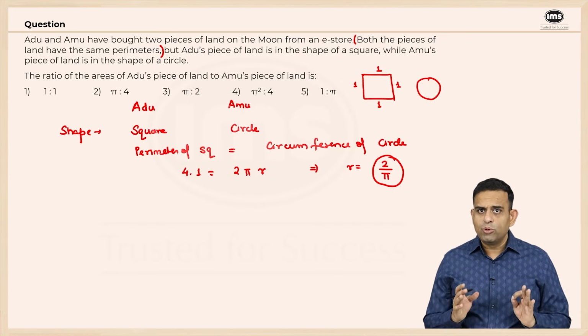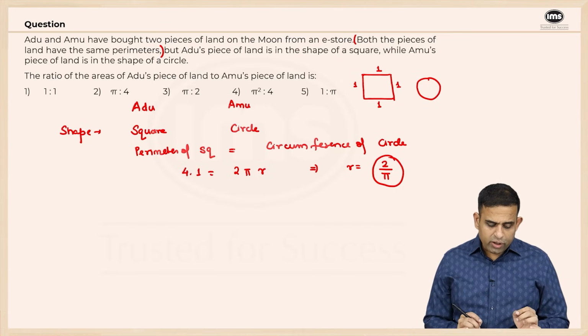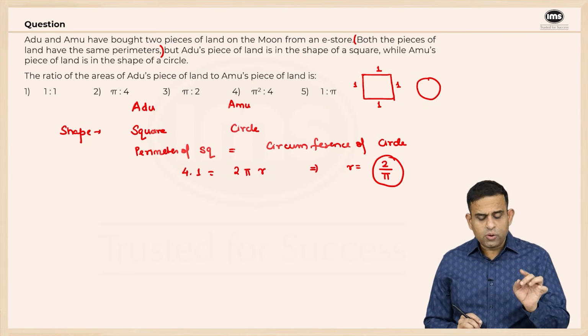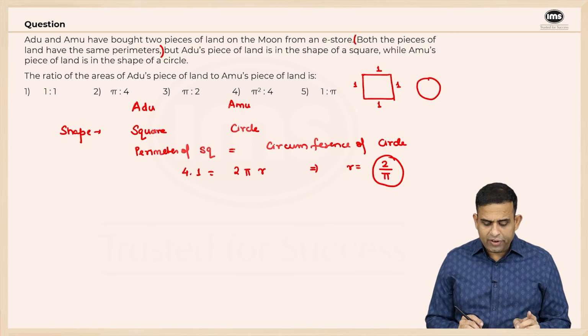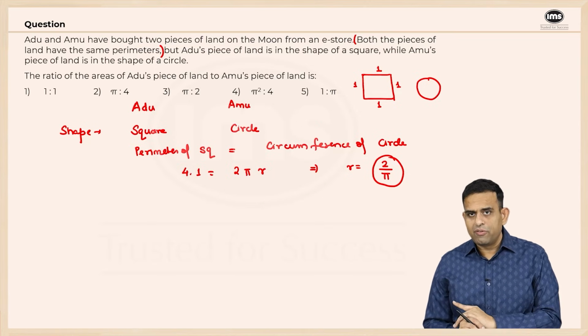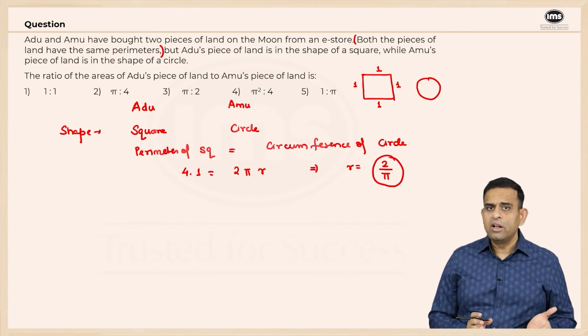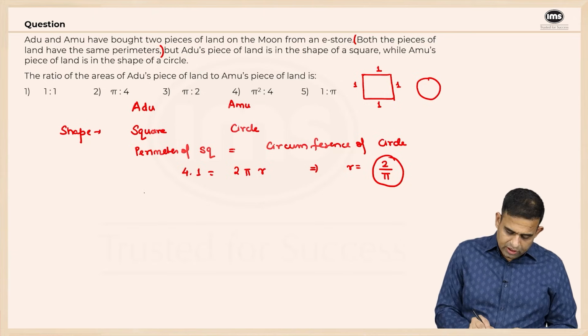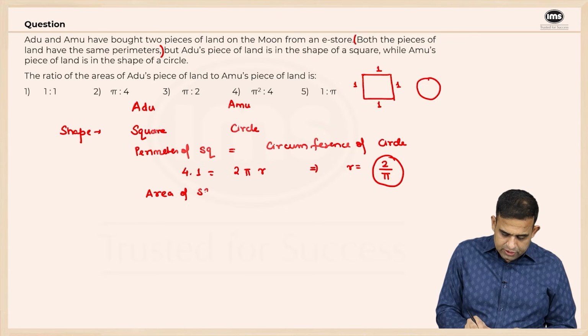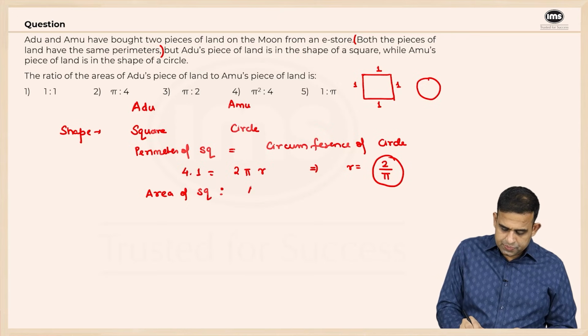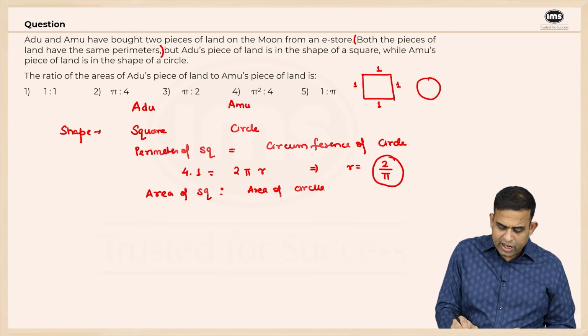And finally, we are supposed to find out the ratio. So look at what they have told you. Find out the ratio of the area of Adu's piece of land to that of Amu's piece of land. So ultimately, we have to find out the ratio of the area of the square to the area of the circle. So the area of square is to the area of circle is what I wish to calculate.